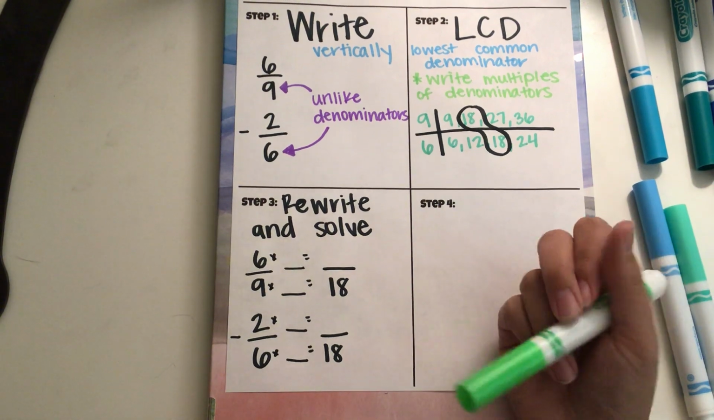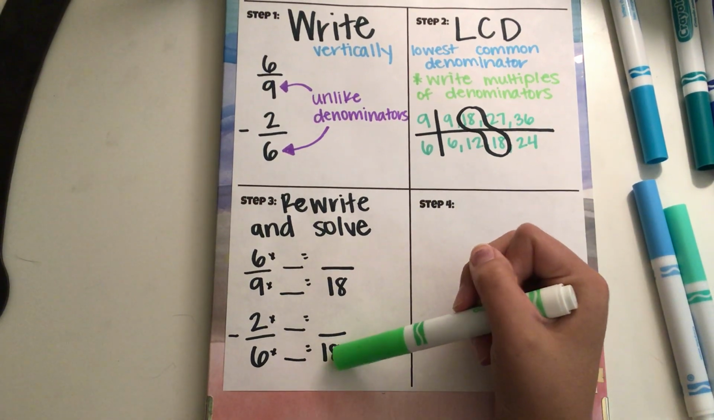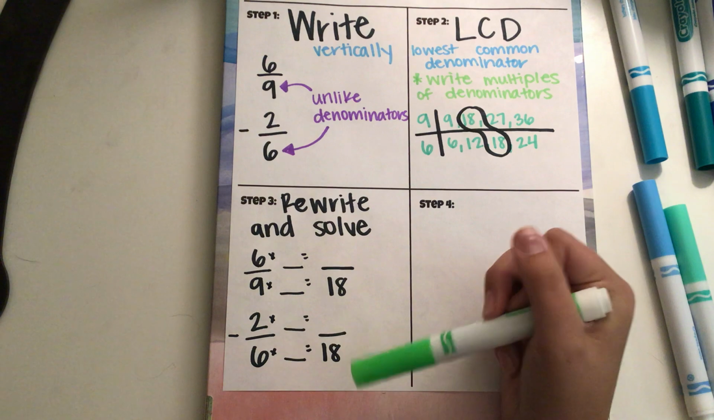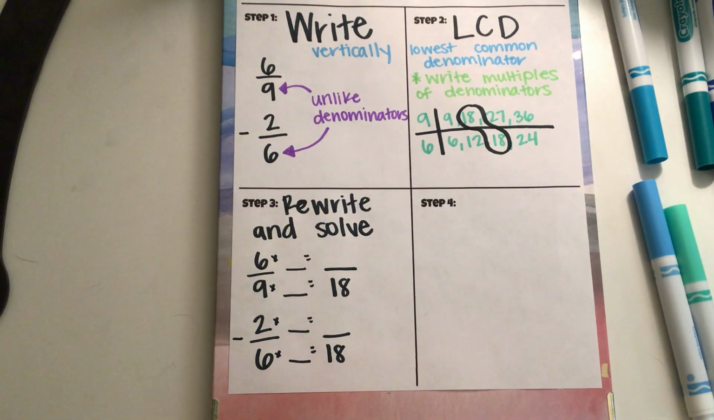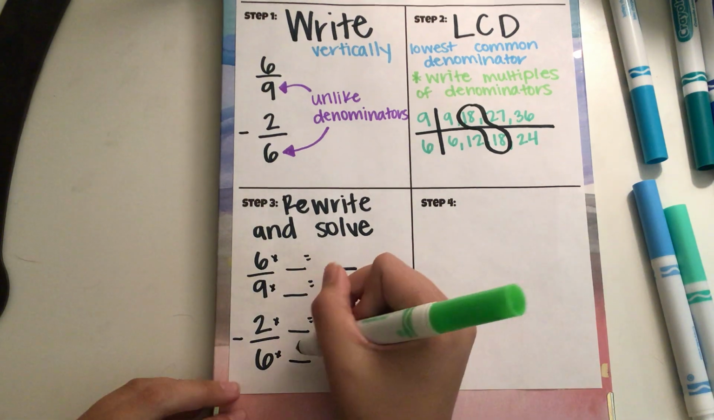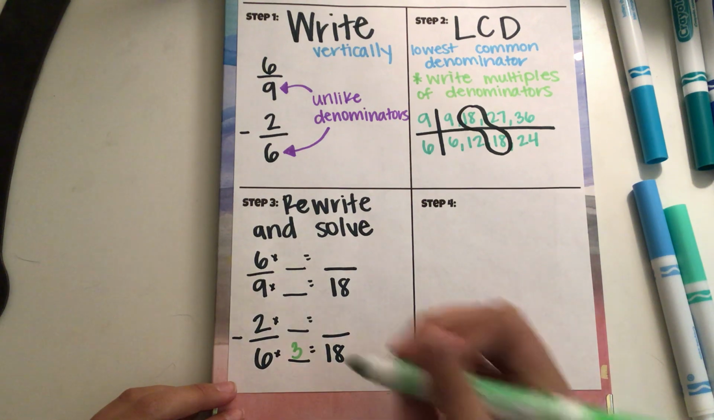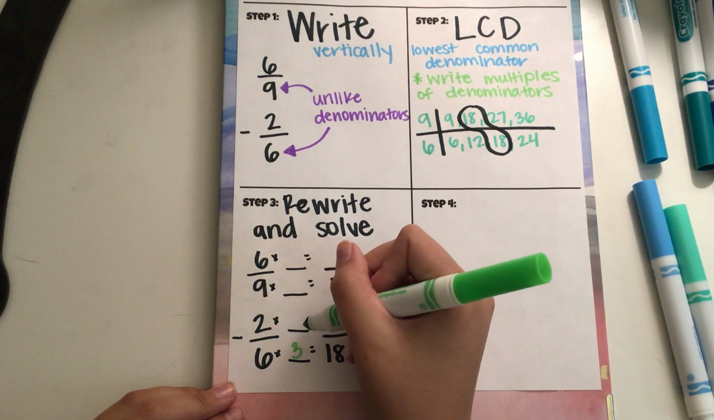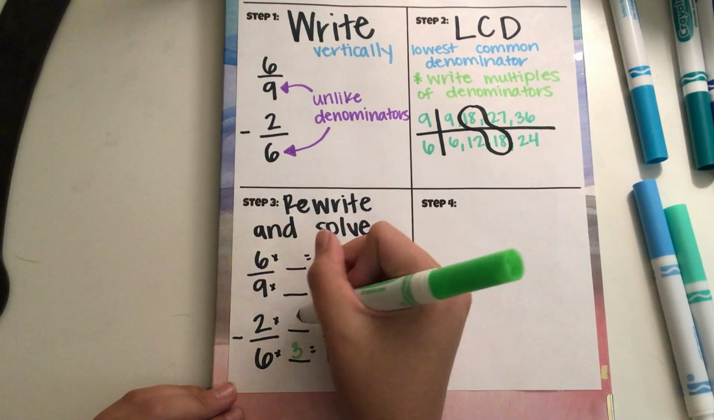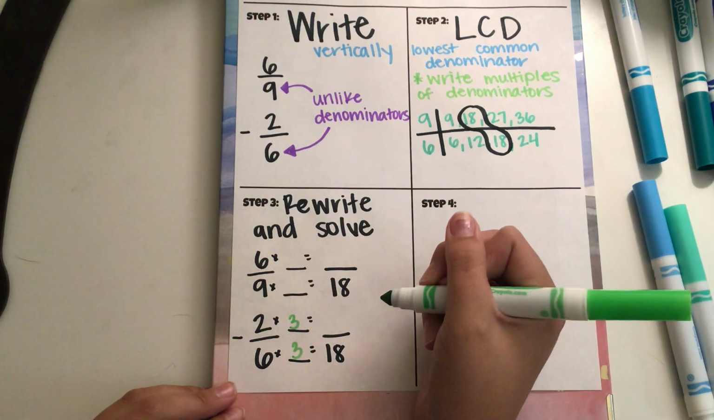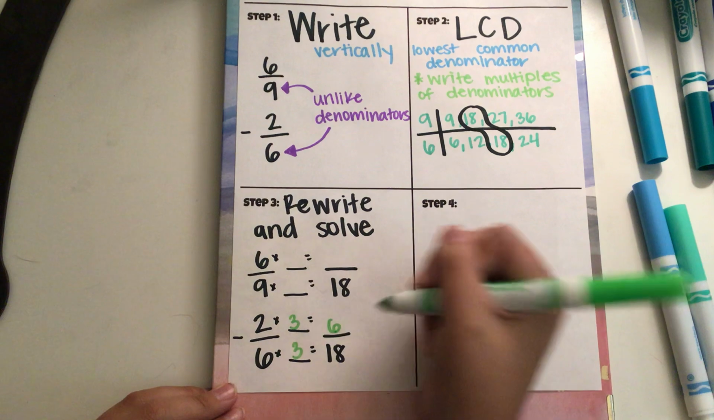If you remember yesterday, I said I like to move from the bottom to the top. So we're going to do 6 times what equals 18. How many times does 6 go into 18? 6 goes into 18 3 times. Whatever I do to the denominator, I do to the numerator. So I do 2 times 3, and 2 times 3 equals 6.